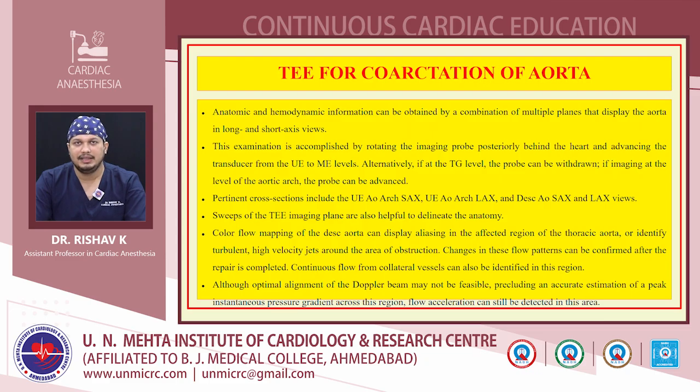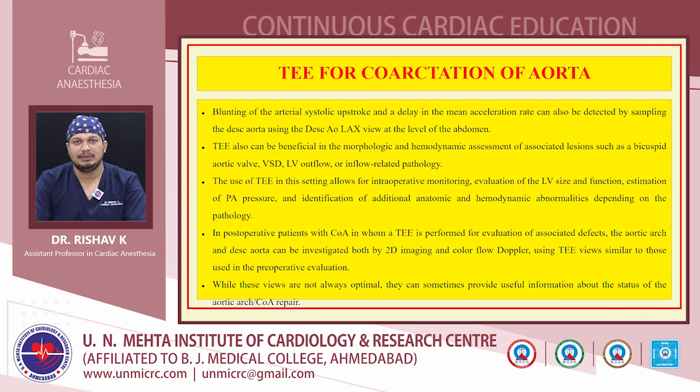Color flow mapping of the descending aorta can display aliasing in the affected region of the thoracic aorta or identify turbulent high velocity jets around the area of obstruction. Changes in these flow patterns can be confirmed after the repair is completed, and continuous flow from collateral vessels can also be identified in this region. Although optimal alignment of the Doppler beam may not be feasible, precluding an accurate estimation of a peak instantaneous pressure gradient across the region, flow acceleration can still be detected in this area.